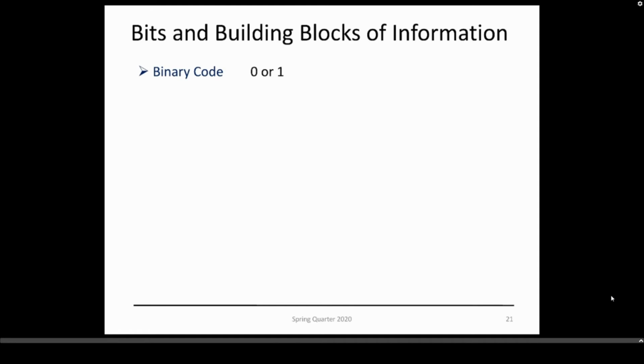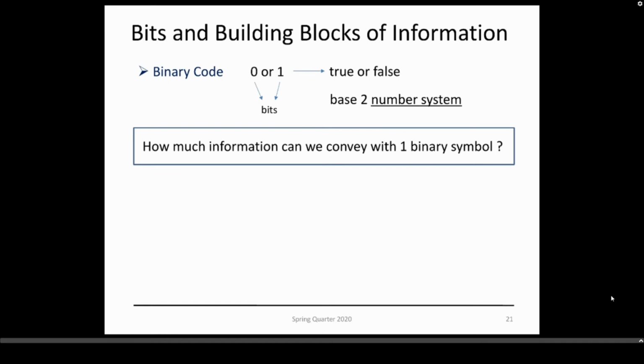That's why we use binary numbers, and we have binary code, so 0 or 1, sometimes also known as true or false, and we call these bits, and we call this the base 2 number system. And how much information can we convey with just one binary symbol?